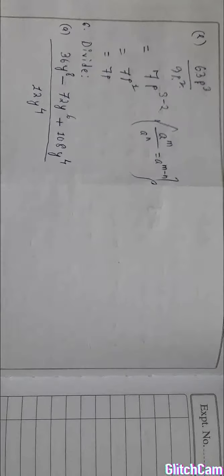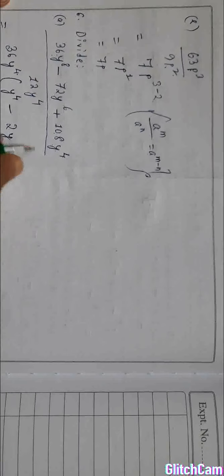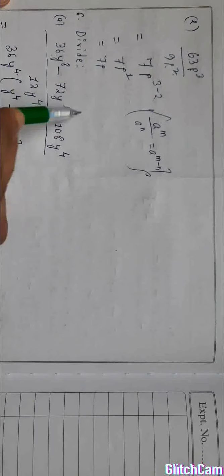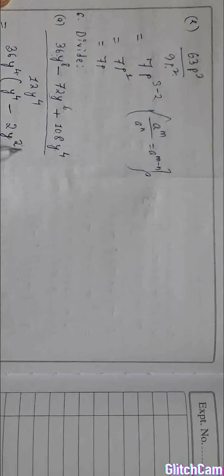So when we take 36 y to the power 4 common, we are left with 36 divided by 36. That means one time it goes, so it will be 1. Then y to the power 8 divided by y to the power 4, so we are left with y to the power 4. Minus 36 into 2 is 72, so 2, into y to the power 2, since y to the power 4 we have taken common and here it is 6, so we are left with y square.